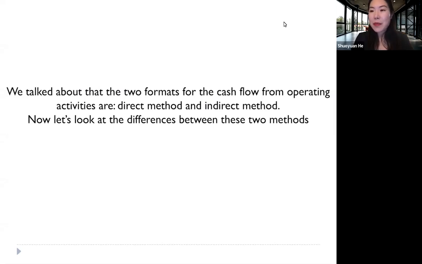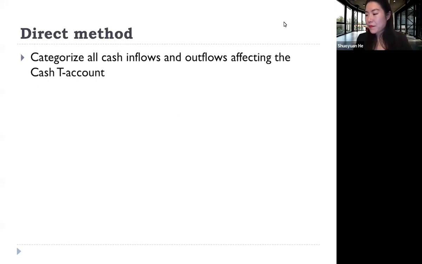So we just talked about for a firm's cash flow from operating activity, there are two ways to make it. One is called direct method, the other is called indirect method. And now let's look at the difference between these two methods. First, let's look at the direct method.